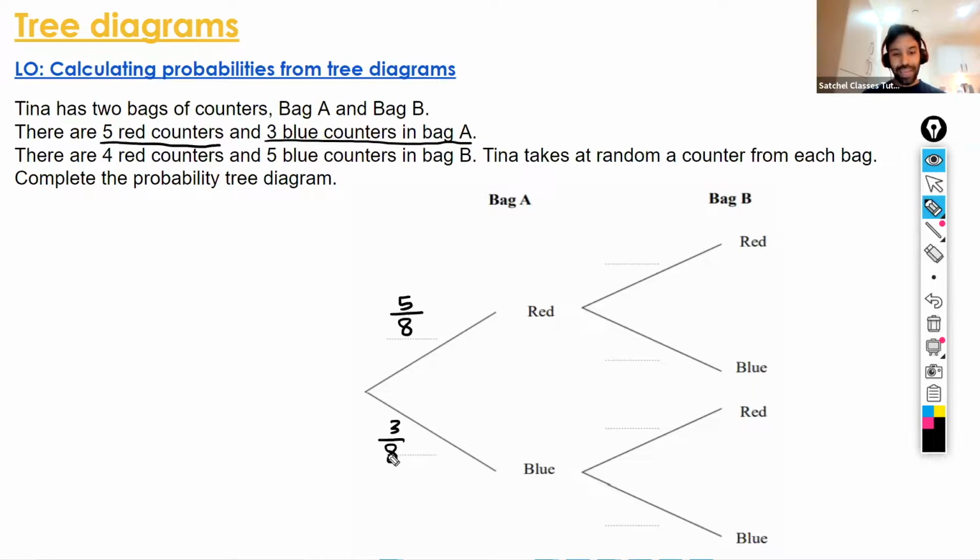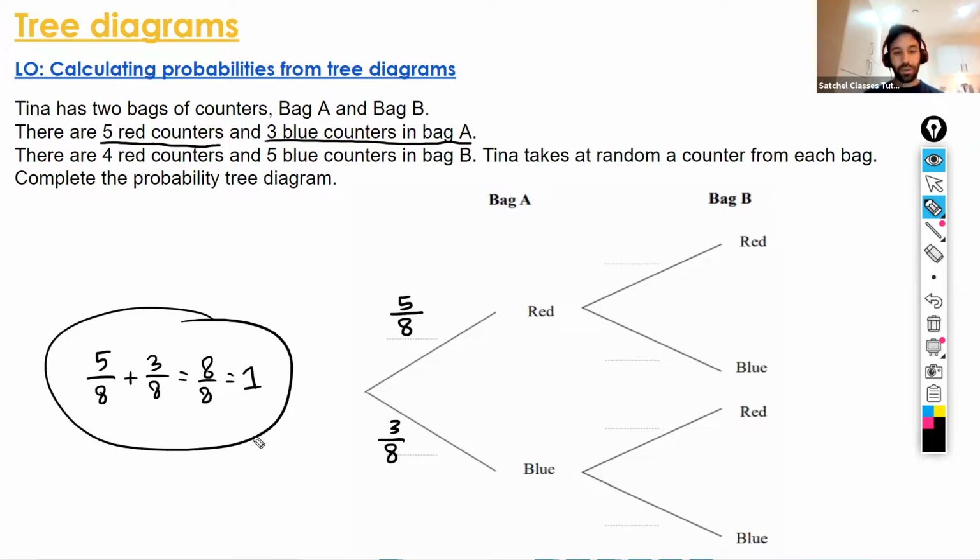And 5 out of 8 plus 3 out of 8 is going to be equal to 1. So 5 out of 8 plus 3 out of 8 is equal to 8 out of 8, which is equal to 1. So the probability of all outcomes adds up to 1 for the counters in bag A.